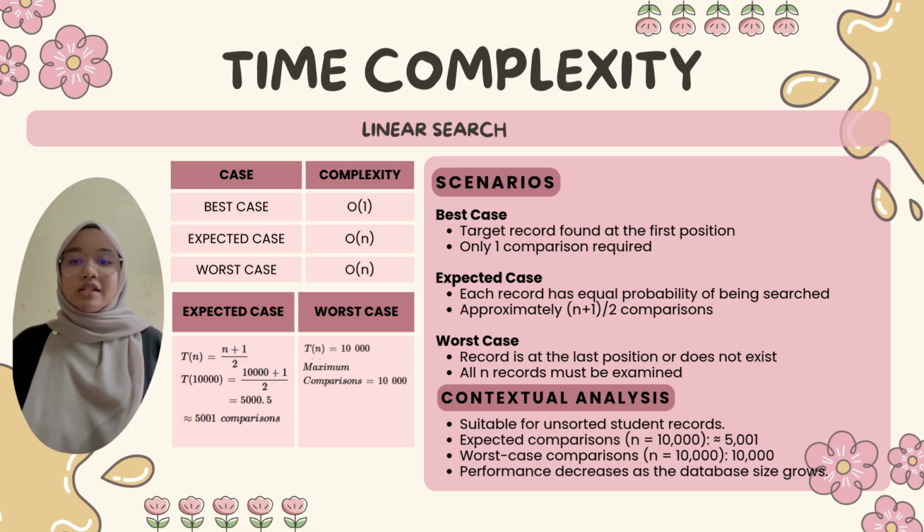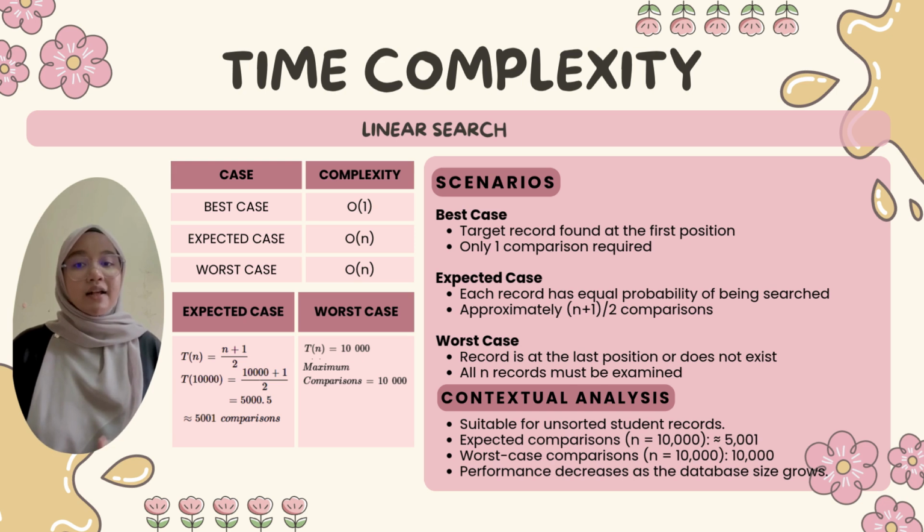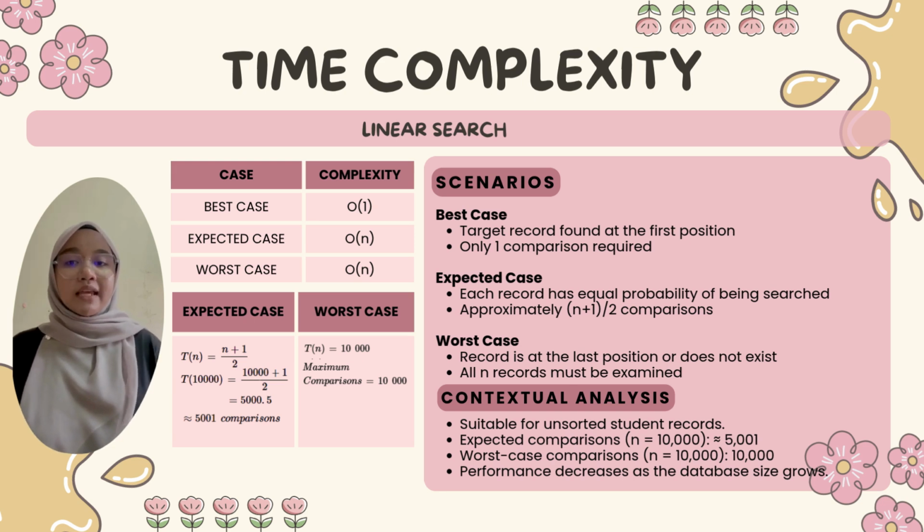Linear search checks every single record sequentially. It's highly flexible because it works perfectly fine on unsorted student records, but its efficiency depends heavily on where the data sits. In the best case, our target is the very first record, requiring just one comparison, O(1). However, if the records are uniformly distributed, the expected case requires searching about half the space, giving us a formula of T(n) equals (n plus 1) divided by 2.